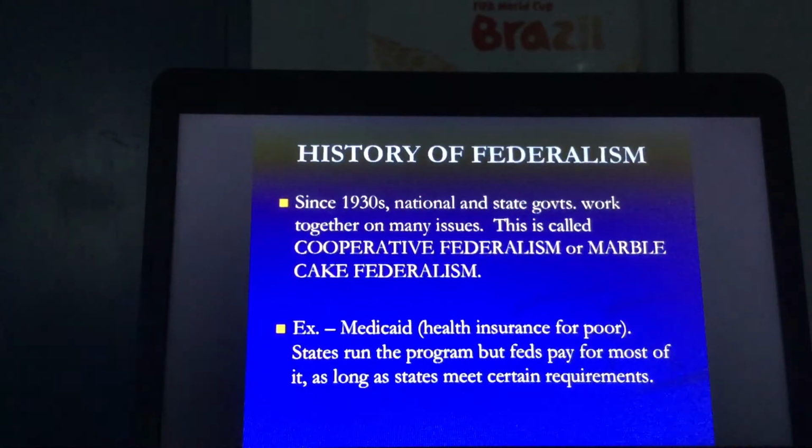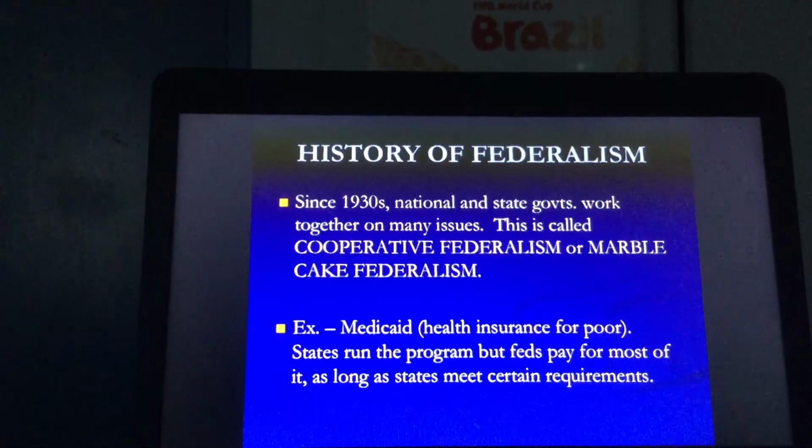Okay, since the 30s, when FDR came in the 30s, he did the New Deal and he made the federal government a lot more active. And the federal government started to get involved in more things, and so the states and the national government started working on things together in a way that they had not previously. And this is called cooperative federalism or marble cake federalism. So if you can imagine a marble cake, which is like a swirl cake with the different colors together. So instead of two separate layers, it's one big cake with everything mixed in together.